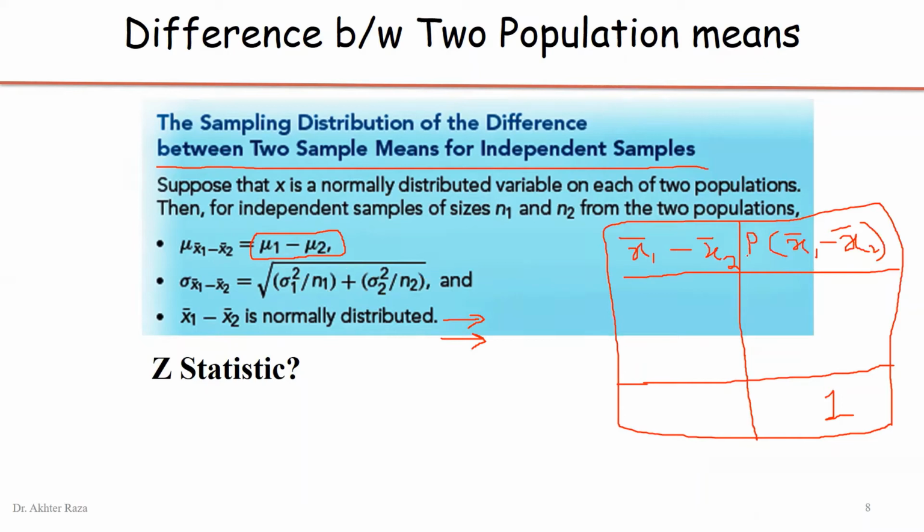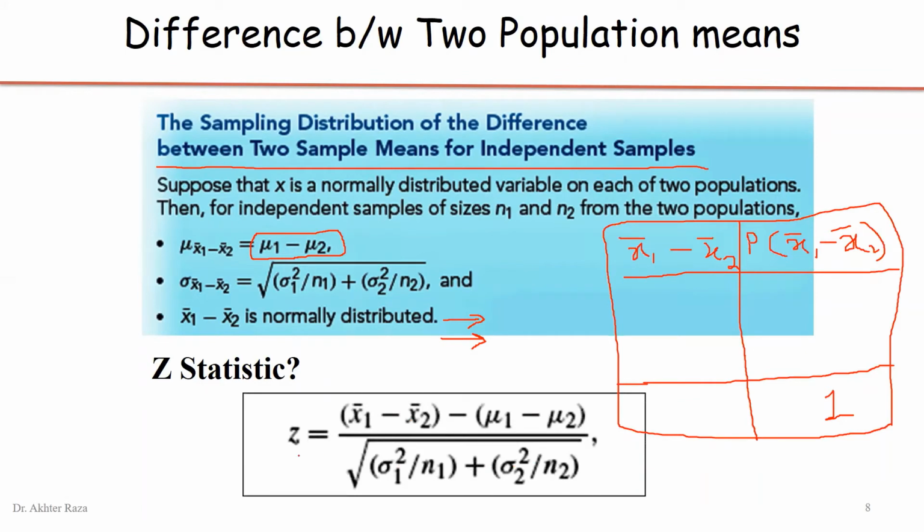Otherwise, this distribution will be approximately normally distributed, provided the sample sizes are large. As we studied earlier in the central limit theorem, if the sample sizes are large, then the sampling distribution of the difference of the two sample means is approximately equal to the normal population. We can construct the Z statistic by using these three conditions.